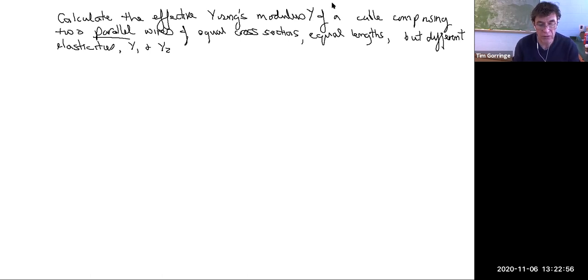So we're imagining a situation where we've got two wires of equal length. They're of equal cross-sectional area. They're different materials, and we arrange them in parallel, next to one another, adjacent to one another like this. And we're going to compute again the effective Young's modulus, the effective elasticity of the cable arrangement, in terms of the individual elasticities, the Young's moduli, of the wires that make up the cable. Let me draw a picture of the situation.